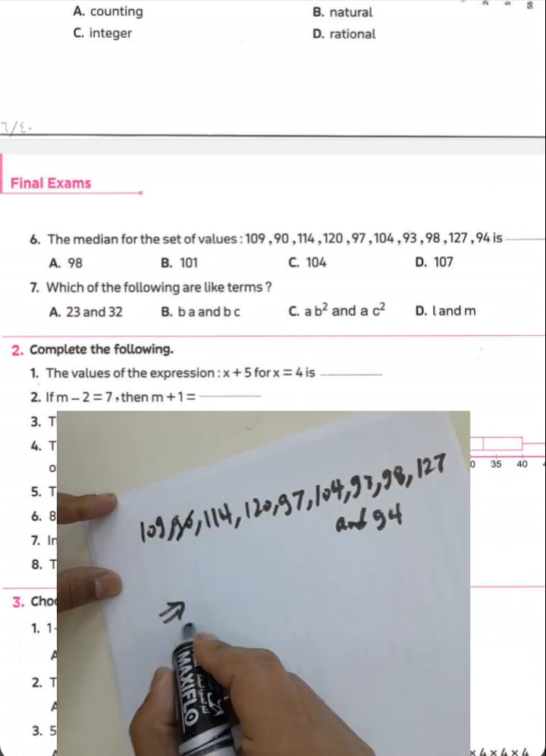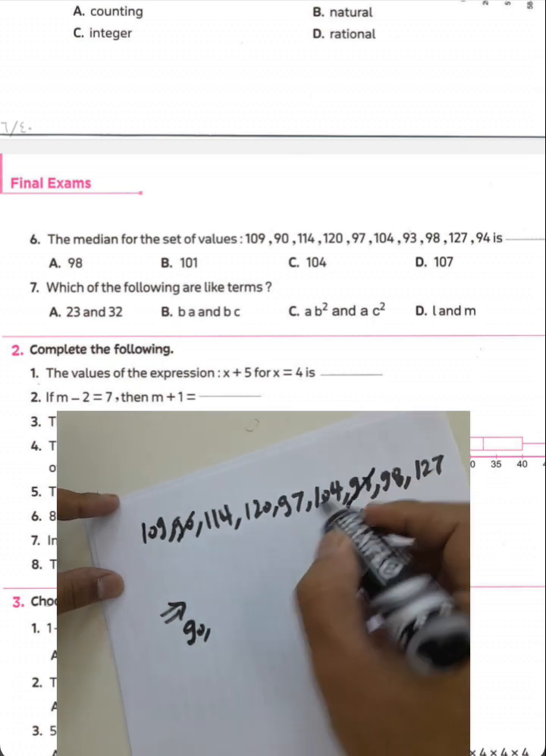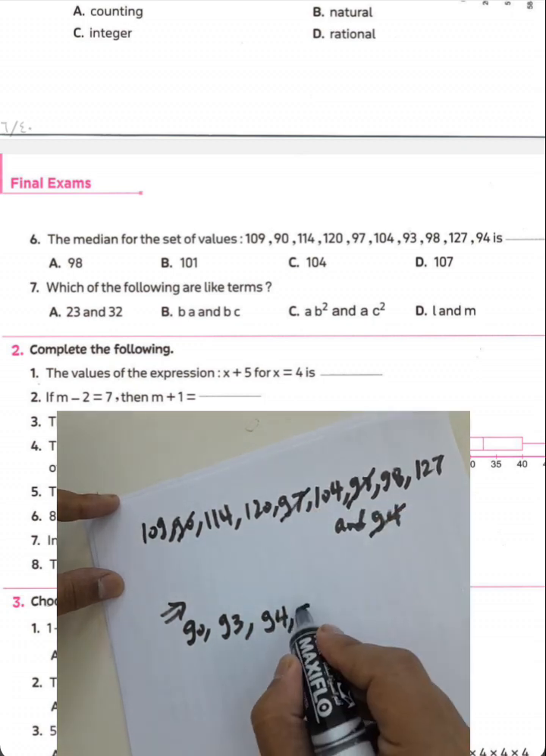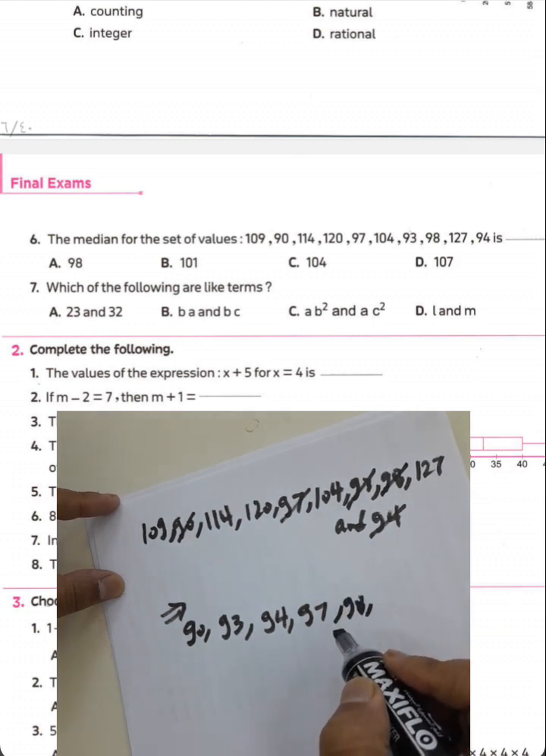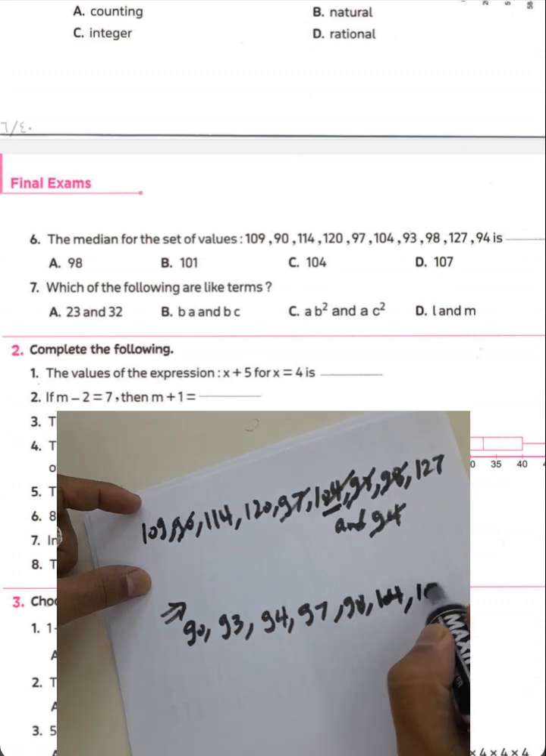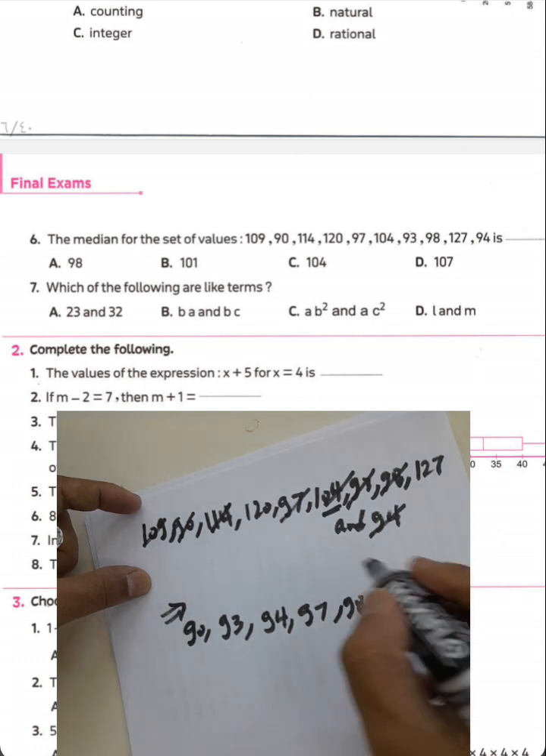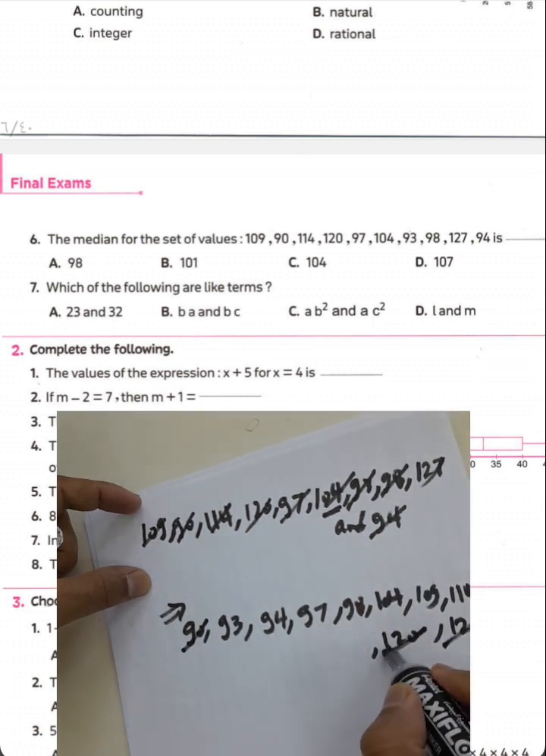Write the smallest number 90 and then 93, 94, 97, 98, 104, 109, 114, 120, 127. And then we can cancel digit by digit.